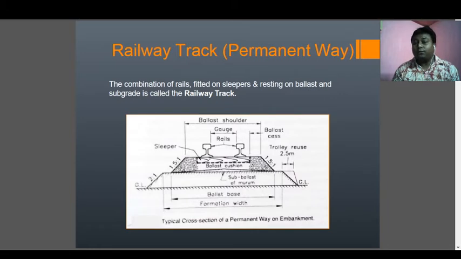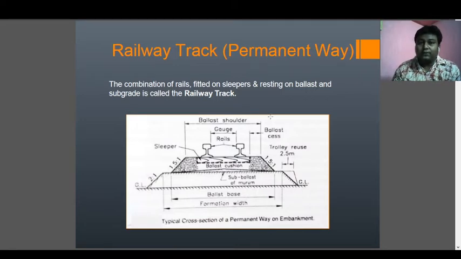One is based on the types of material used. One is the wooden sleeper, another is the concrete sleeper. The wooden sleeper is no longer used in the present scenario. So we basically use the concrete sleeper, and another is the steel sleeper. So the sleepers, based on their materials, are of three types: wooden, concrete, and steel. In maximum cases we use the concrete sleeper.